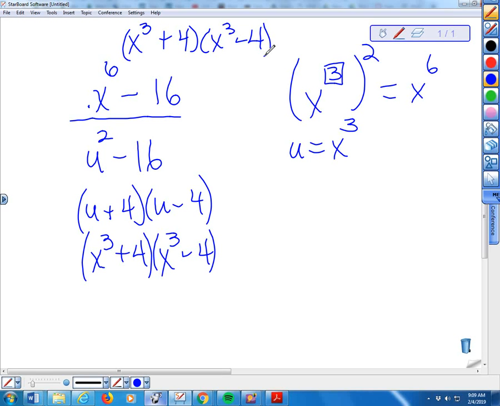Okay, whenever you see a polynomial, the degree of the polynomial tells you how many solutions there are. So if it's an x to the 4th polynomial, there'll be 4 solutions. x to the 5th, 5 solutions. Not all of them may be real. Some might be imaginary. Okay.